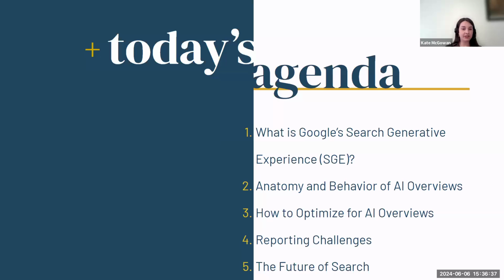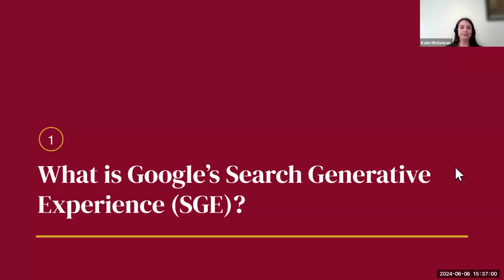Our agenda today is going to start with discussing what is Google's Search Generative Experience, as well as the anatomy and behavior of the AI overview features. Then we'll talk about ways you can optimize your website for AI overviews, as well as reporting challenges, and then also our thoughts about the future of search engines and search engine optimization. So let's get into what is Google's Search Generative Experience and what are AI overviews.